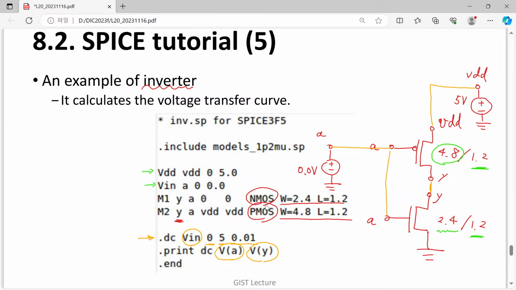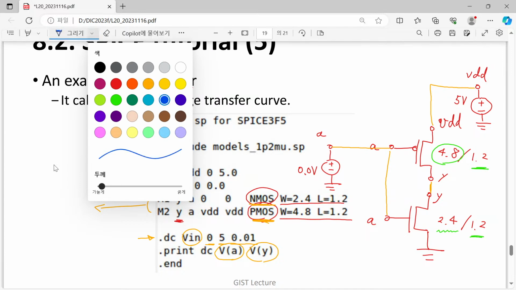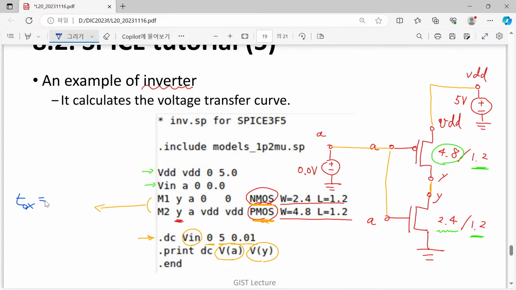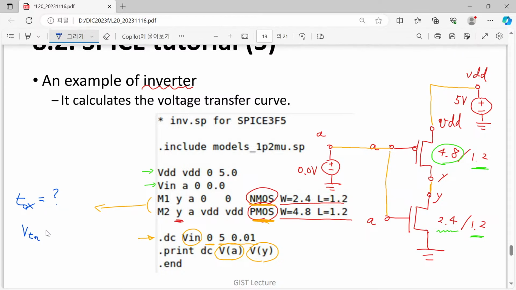Although we say that okay, this is an N MOSFET and this is a P MOSFET, then the natural question is, well, you have an N MOSFET and P MOSFET, congratulations. Then what is the oxide thickness of this one? Do you have any idea? What is the threshold voltage of your N MOSFET? And what is the threshold voltage of your P MOSFET? Is there any information? Actually not.